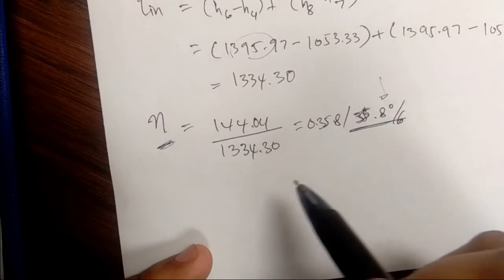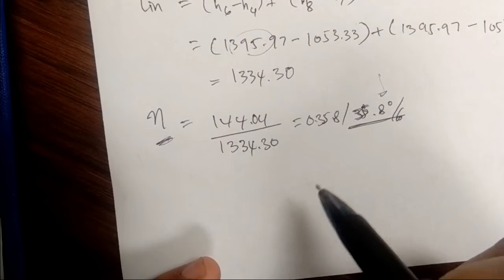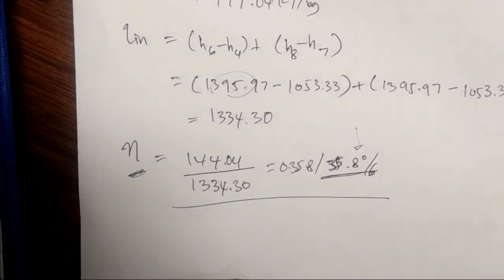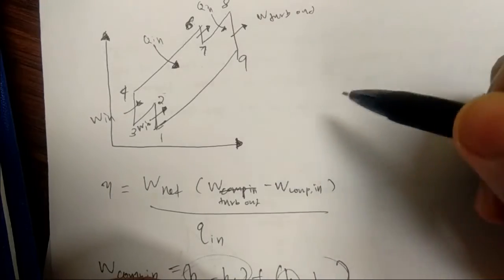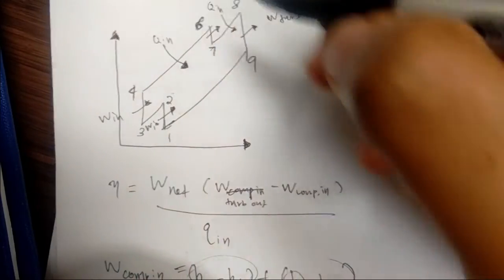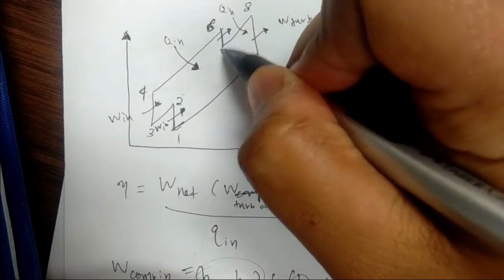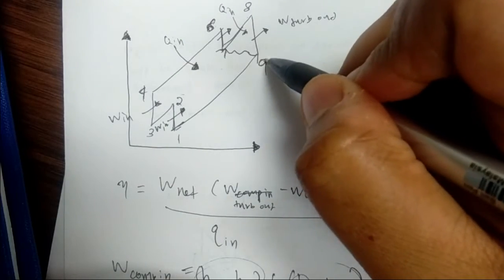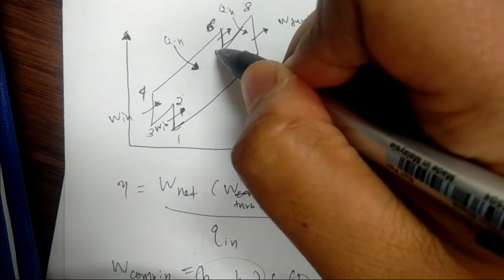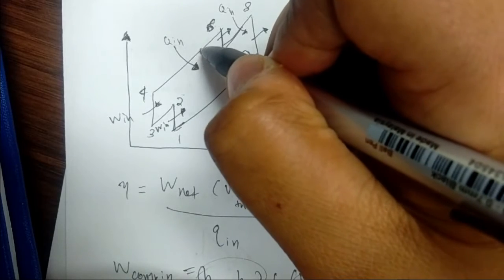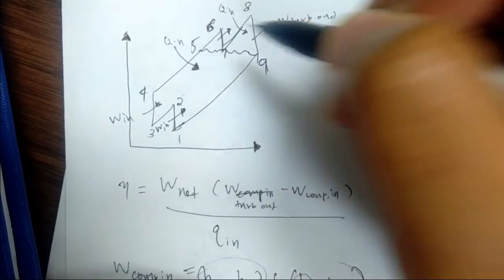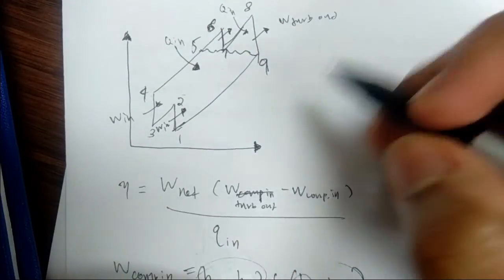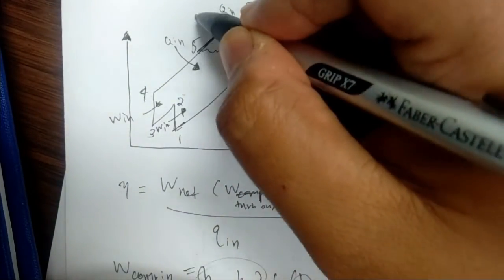So what if we implement the regeneration process? Here we go. If there is a regeneration process, there is a state 5 here. So we regenerate using the temperature from the exhaust at state 9. So the regeneration will go to state 5 here. Okay, so your Q in will become this, your new Q in.